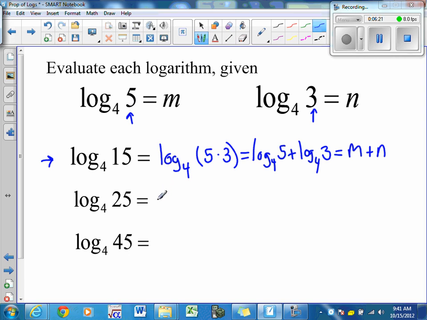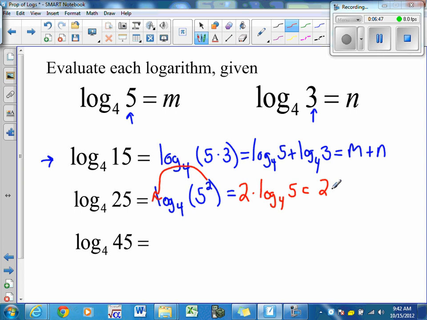So what we're trying to do is write these numbers based on 5 and 3. So log base 4 of 25. In terms of 5 and 3, how do I get 25? Well, that is 5 squared. Now, this 2 we can bring down in front, and this becomes 2 times log base 4 of 5. And log base 4 of 5 is m, so this just becomes 2m.